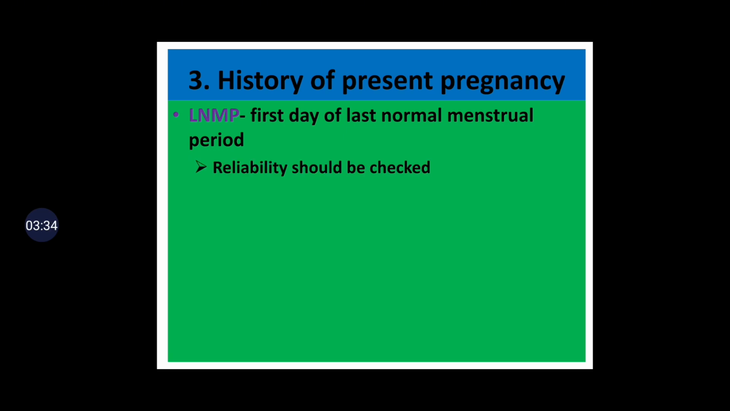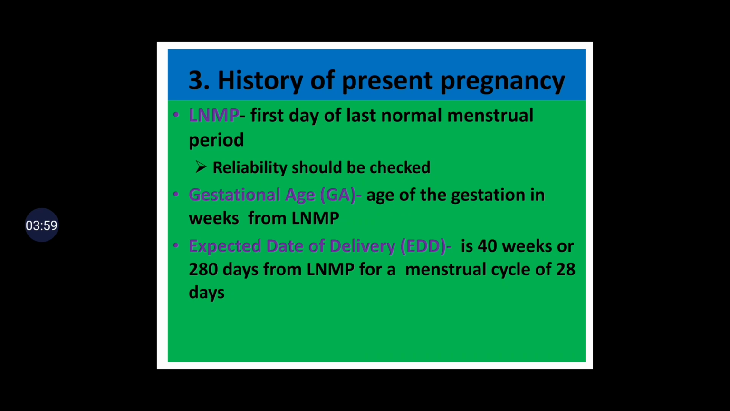After knowing parity index, dating of pregnancy should be asked. Last normal menstrual period. It is the first day of last normal menstrual period. Reliability should be checked to use last normal menstrual period for pregnancy dating. Last normal menstrual period is reliable when the cycle is regular, no history of hormonal contraception use, and presence of 3 regular cycles after discontinuation of hormonal contraceptions. Gestational age. It is age of the gestation in weeks from last normal menstrual period.